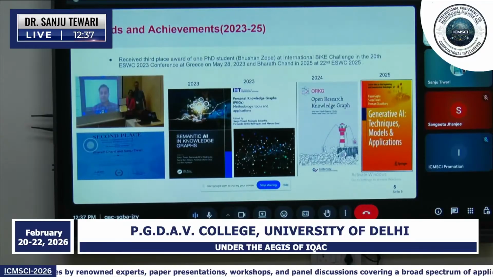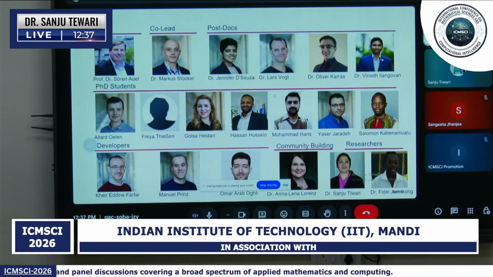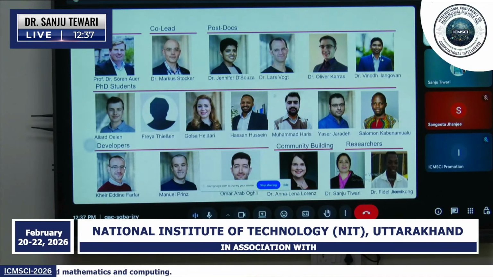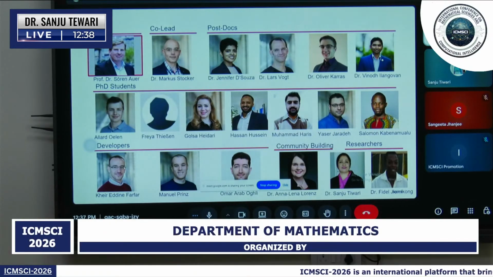So I just want to show you, this is the team of Open Research Knowledge Graph. He is one of the professors who is the father of the Open Research Knowledge Graph. His idea was to propose it, and many other people are here, co-lead and postdoc, and I am also one of the researchers. So basically, as sir told, research always gives something. So yes, I totally agree. Research always gives many things in my experience.